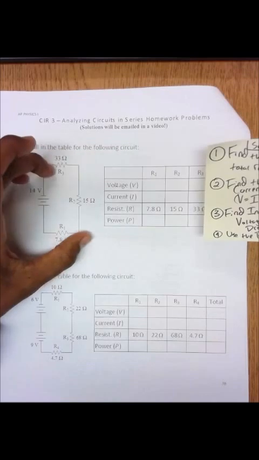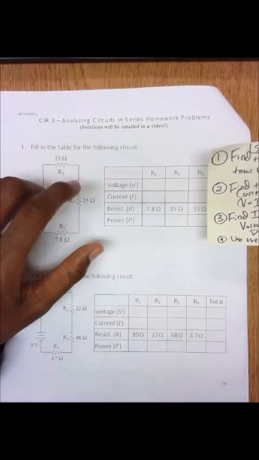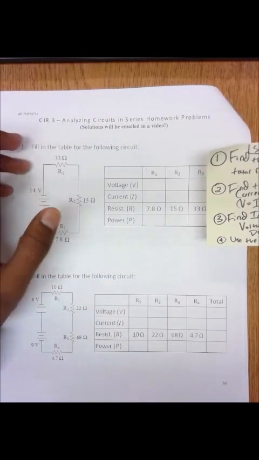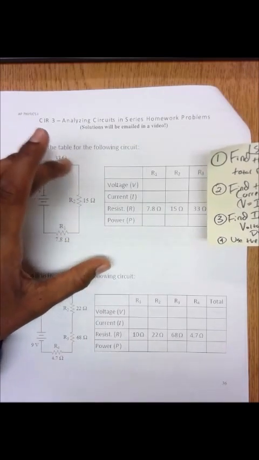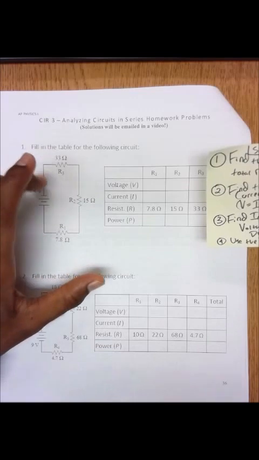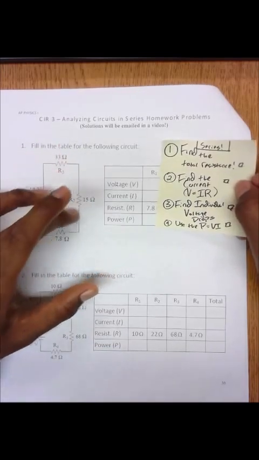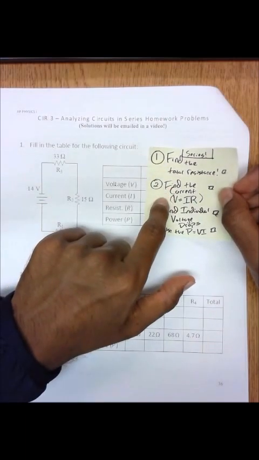You want to find how much resistance the circuit itself is providing, or in total how much resistance all of the components of the circuit are providing to the circuit. When you find the total amount of resistance, and you know the total amount of voltage, you can find the total amount of current going through the circuit using Ohm's law, V is equal to IR. So the first step helps you find step number 2.